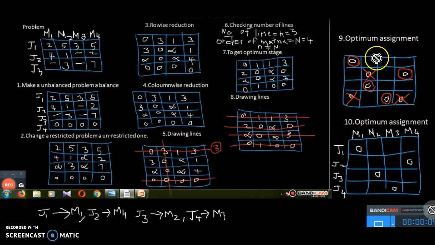Okay, right, we have to assign now such that each row should have only one assignment, and each column should have only one assignment, because there is a condition that each job can be assigned to only one machine. Okay, that's very, very important. A single job cannot be assigned to 2 or more machines, only one machine we can assign. The same way, a single machine can be assigned to a single job only.